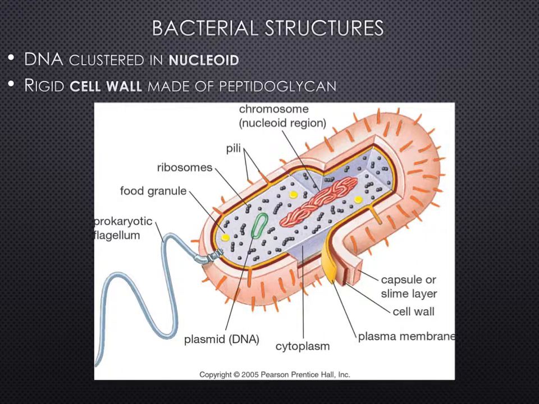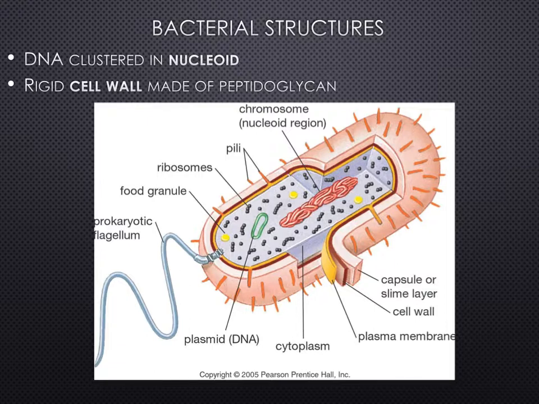And then they have a rigid cell wall. Animal cells don't have a cell wall. Plant cells have a cell wall, but it's made of cellulose. In bacteria, the cell wall is made of peptidoglycan. I know that's kind of a weird, funky word, but it is important that you understand that bacteria have a cell wall. That's a key characteristic of them.